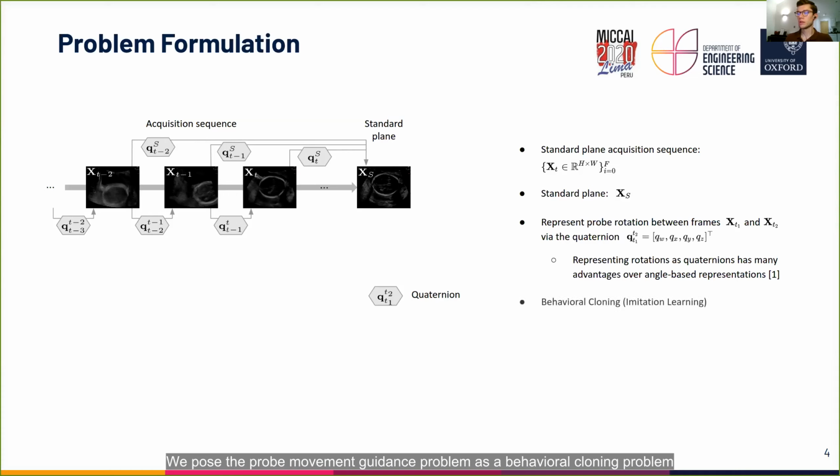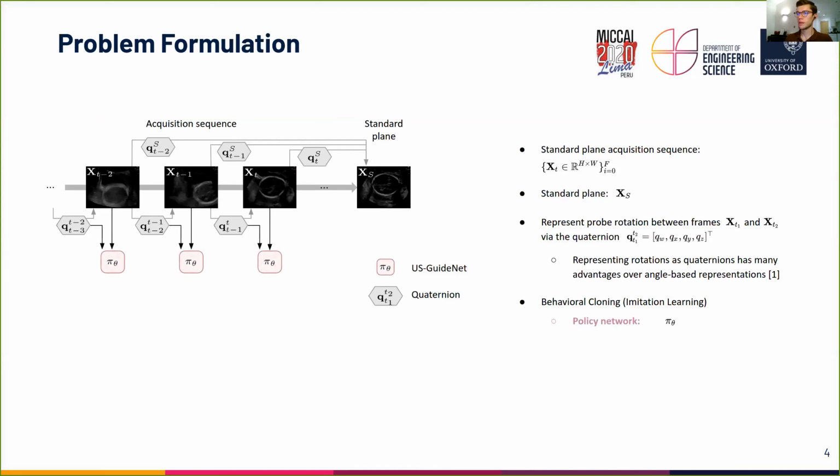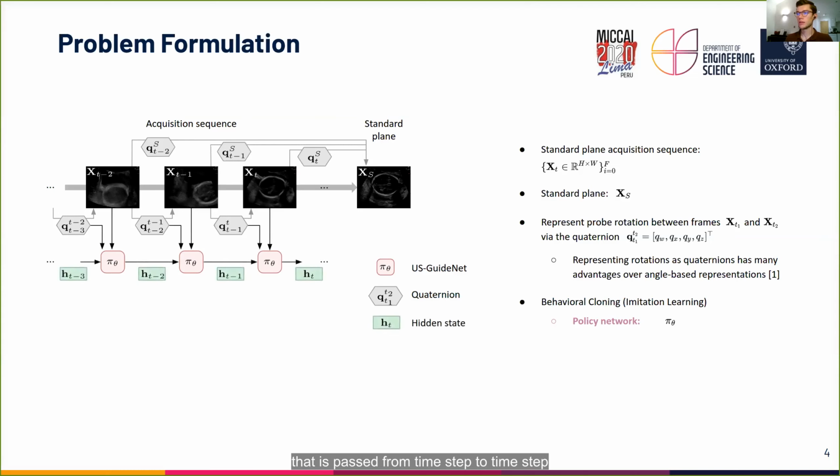We pose the probe movement guidance problem as a behavioral cloning problem, which is a type of imitation learning. We take a policy network pi theta, which receives the probe rotation at each video frame and the video frame as inputs. In addition, we introduce a hidden state that is passed from time step to time step in order to capture temporal information. This means that we can represent the state of the system with a tuple of the current video frame, the current rotation, and the hidden state.